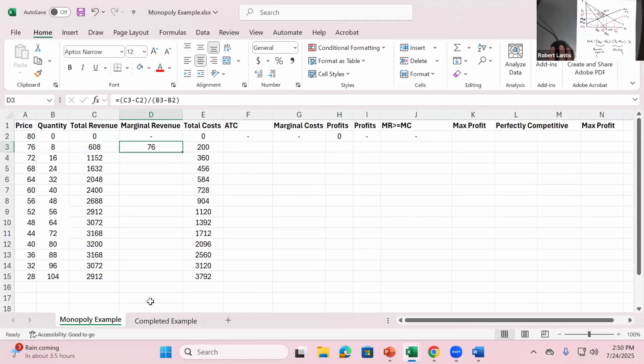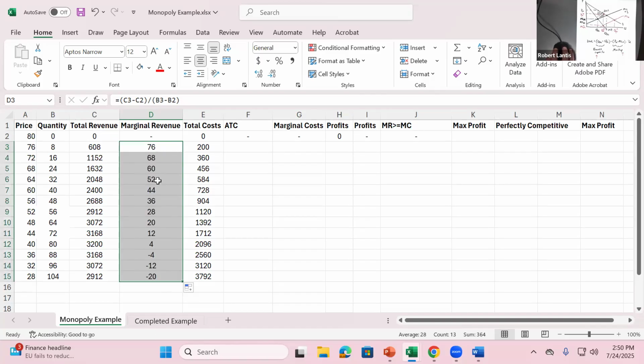Now, when I copy this down, what should be happening to my marginal revenue? We said that our marginal revenue is twice as steep, so it should be going down just like the price was, but instead of going down by 4, it'll go down by 8. Right? So I've done this correctly. At least it's following all those principles so far.